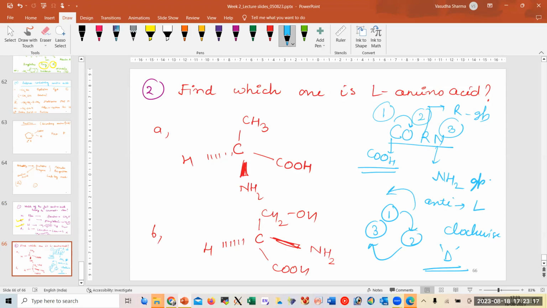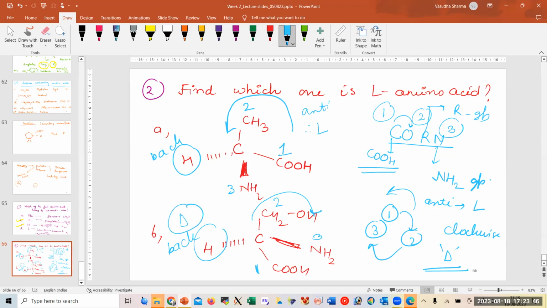Now here, keeping your H at the back, this dash bond is showing it. Give the number carboxylic 1, this is 2, this is 3. Going from 1 to 3, it is anticlockwise, therefore it is L. Here again H is at the back. Now this is 1, this is 2, this is 3, this is a D form. So this way the question will be coming, and we have covered mainly the amino acid part from the week 3 lectures, which is important.